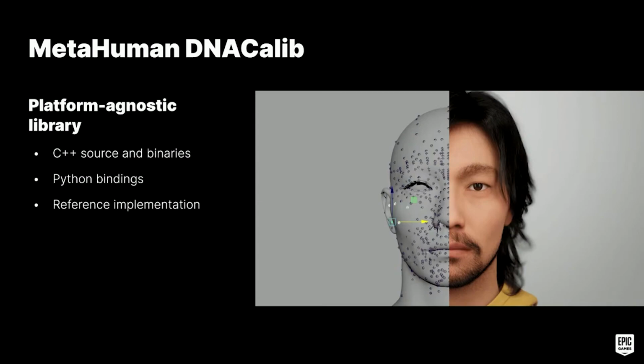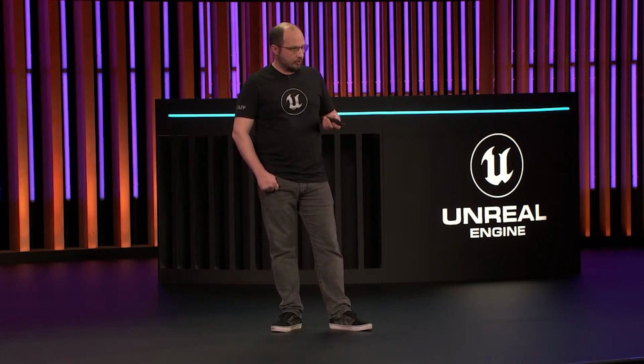It's a C++ library that gives some degree of access to the contents of the MetaHuman DNA file. But it comes with both the source code as well as the precompiled binaries, which makes it pretty easy to deploy. It has Python bindings, which makes it very, very accessible. And it has a very extensive reference implementation in Maya. So this is a library that you can use from anywhere. You can use it from a command line if you want.